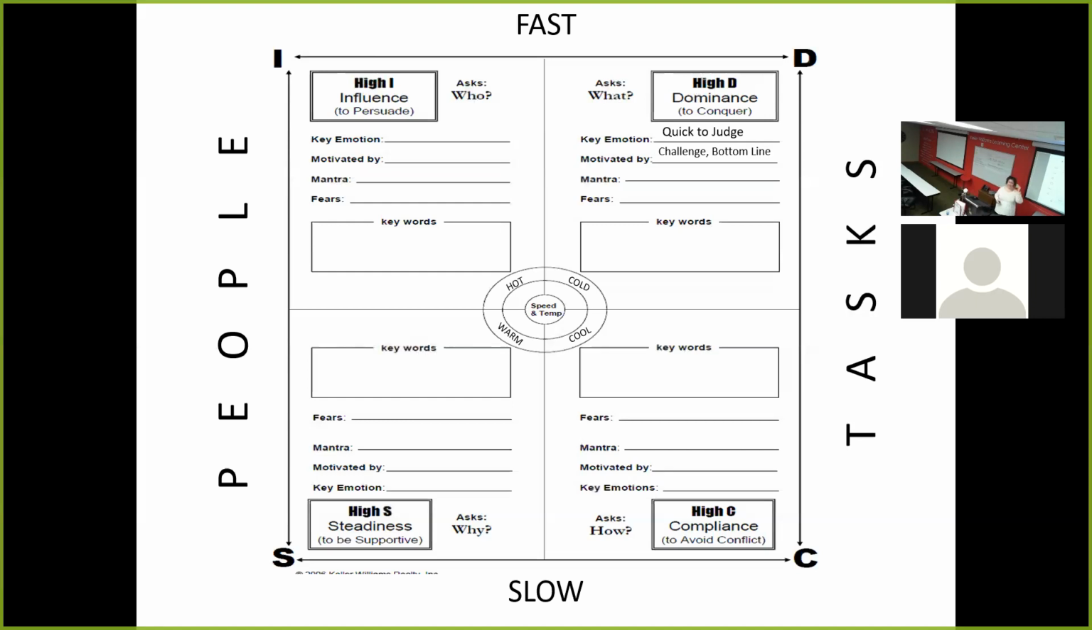Give them the details first. Give them the bullet points. Less words, more direct. Now, they also are motivated by this challenge. So they can smell weakness. They can smell blood in the water. D's, they know when they're about to win, and they'll push the button.